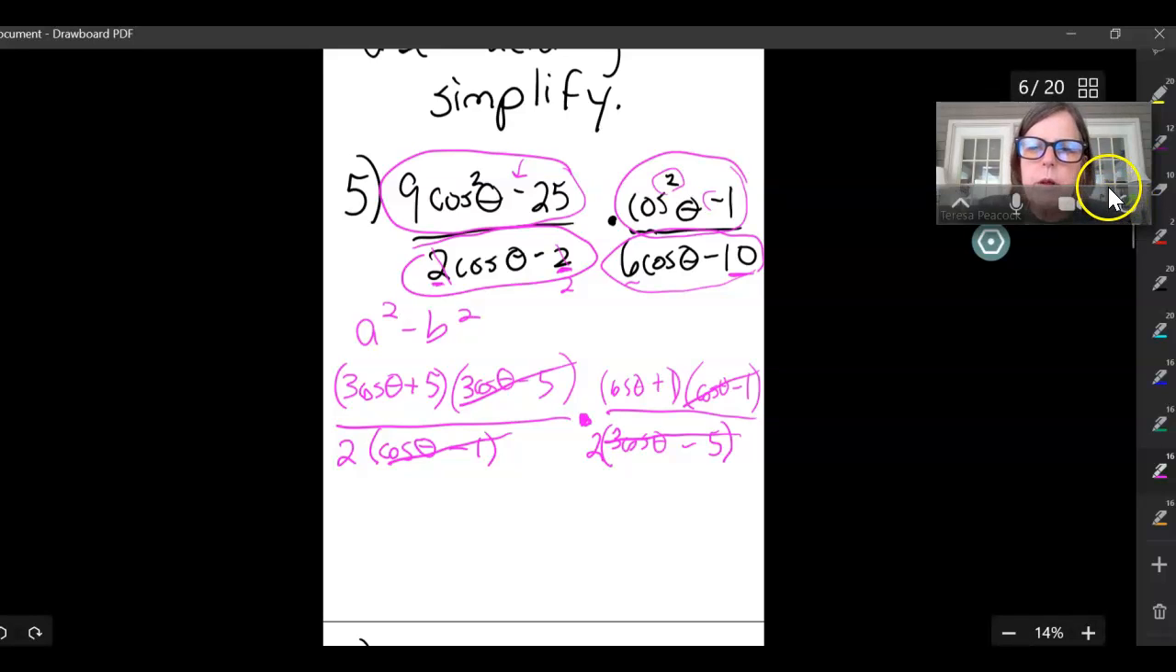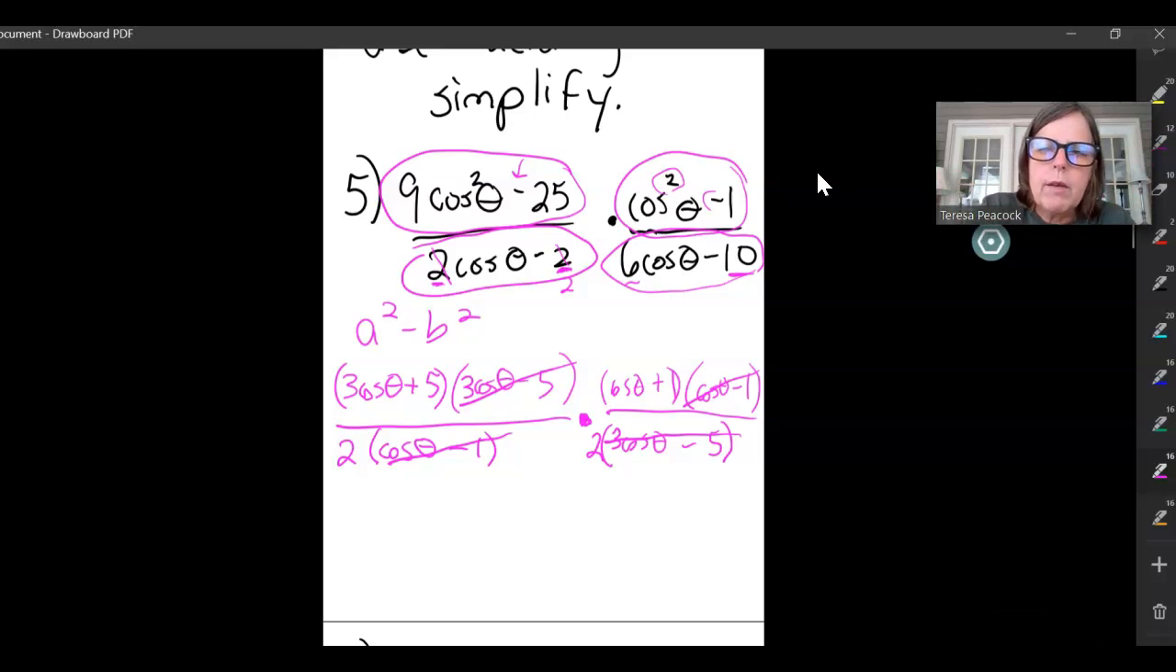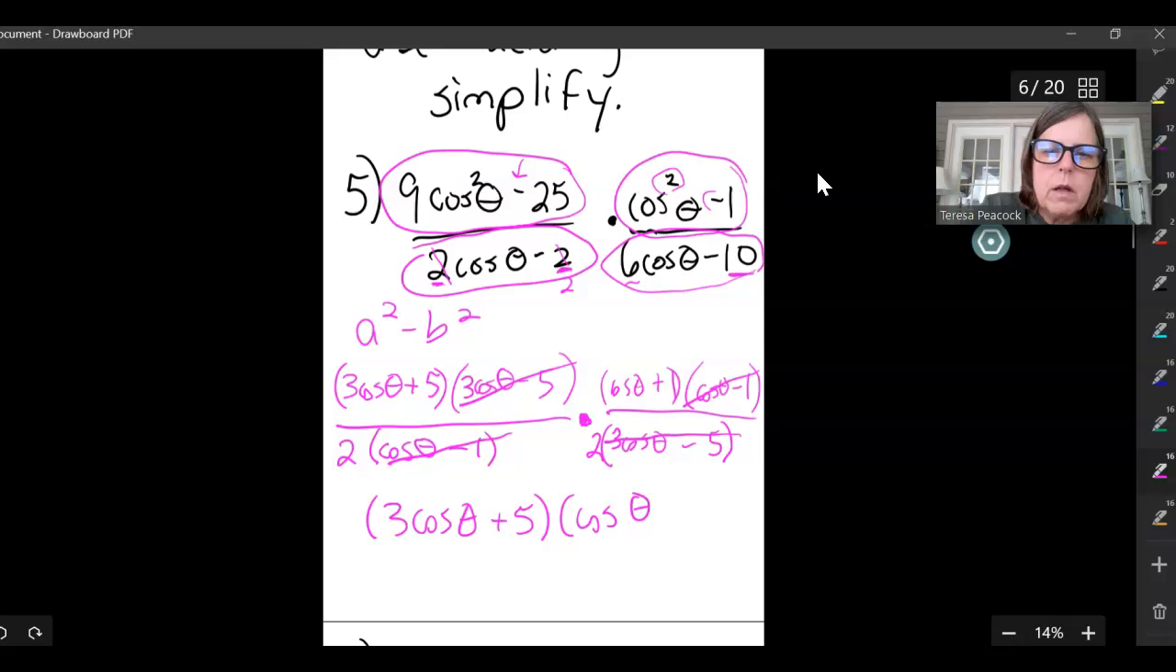And I don't see anything else I can take out, because 3 cosine theta plus 5 doesn't appear in the denominator. Cosine theta plus 1 doesn't appear in the denominator, and I don't have a 2 appearing in the numerator. So it looks like I've matched up everything I could. So we write down what's left. In the numerator, I have 3 cosine theta plus 5 times cosine theta plus 1. And in the denominator, all I see is a 2 here and a 2 here. And remember, you're multiplying. So 2 times 2 is 4.